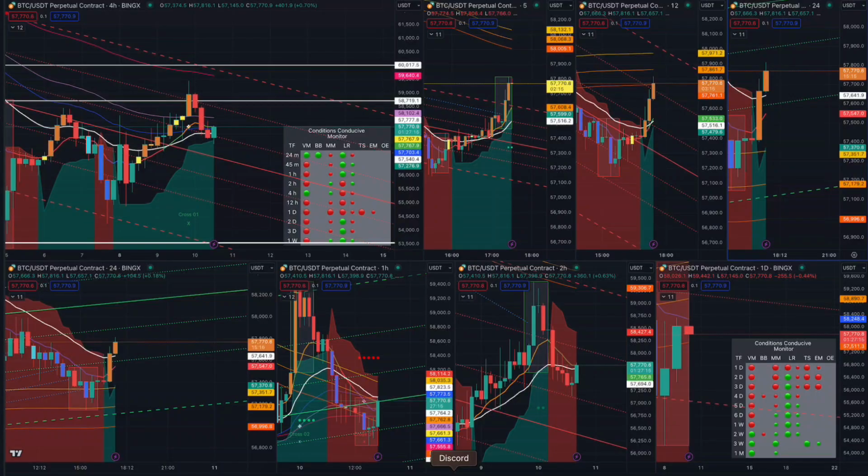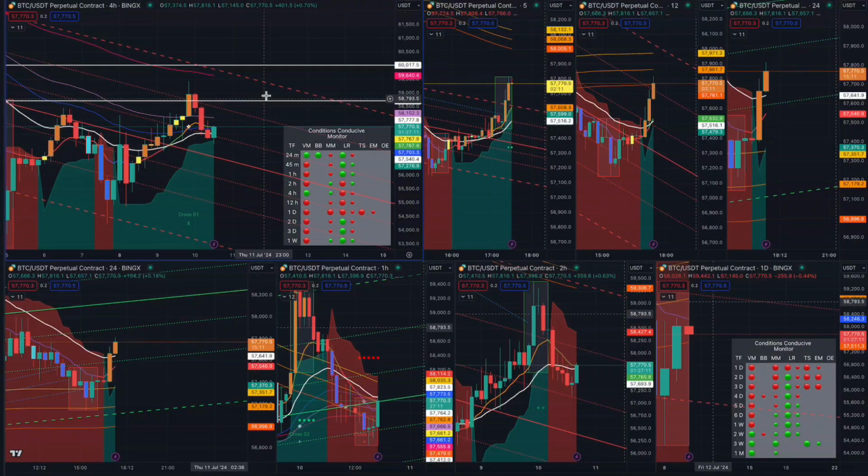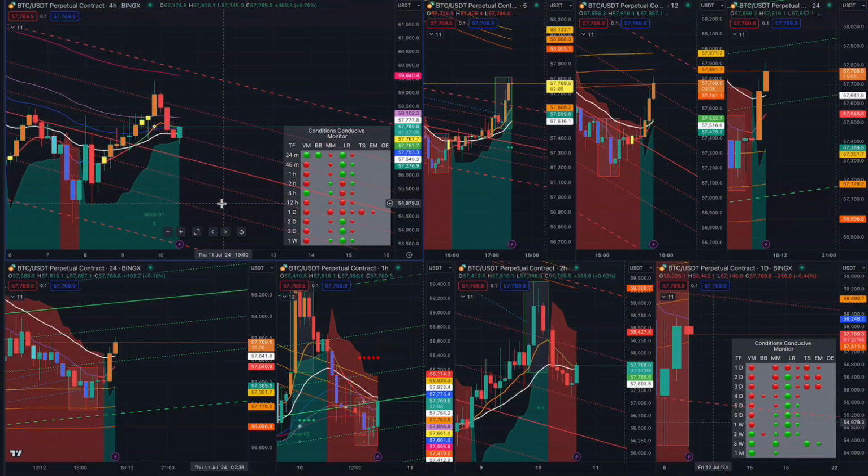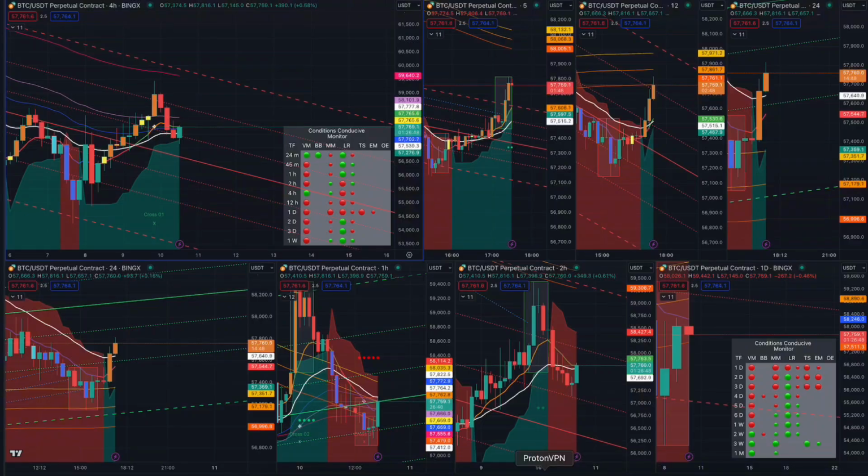I want to give you guys a couple extra ideas on where we can use some of our data as it pertains to finding slightly more intelligent entries, less FOMO entries on any given asset. But in this case, we're specifically looking at Bitcoin. So the first thing I want to look at is my entries.